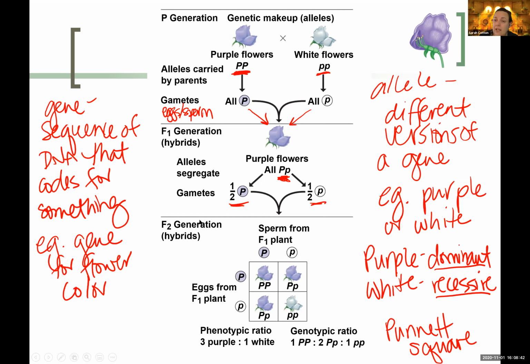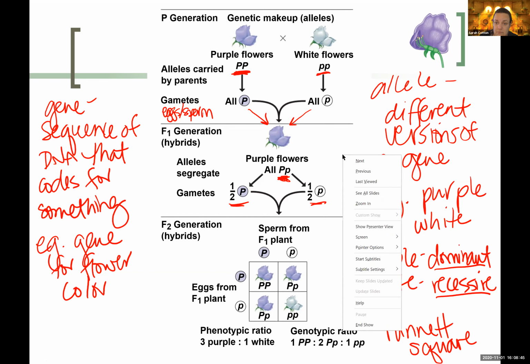Let's do a white screen for a sec. So let's say that we were crossing. I'm going to do the exact same thing that we were just looking at, just without the picture. So if we are doing a cross where we're crossing one individual that has a big P and a little p and another individual that has a big P and a little p.